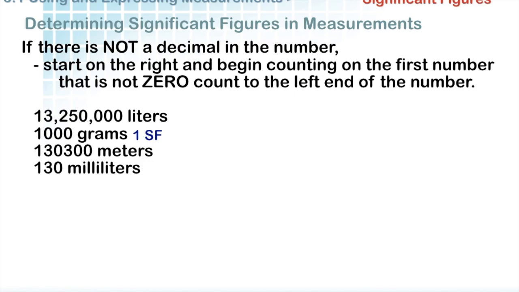130,300. I start at the 3 that's on the right. And then there's the 3, the 0, the 3, the 1. That makes four significant figures. Same thing with the 130. I start at the 3 and I go to the left. So the 3 and the 1 makes two significant figures.